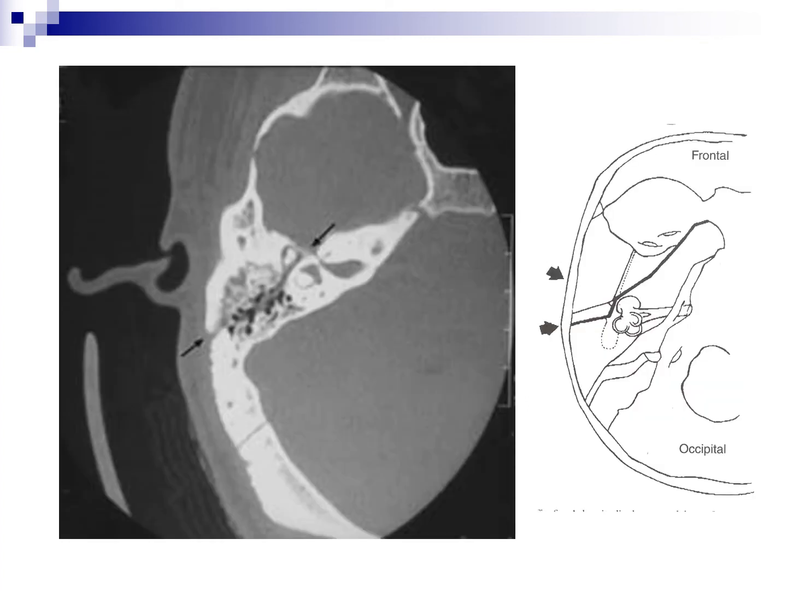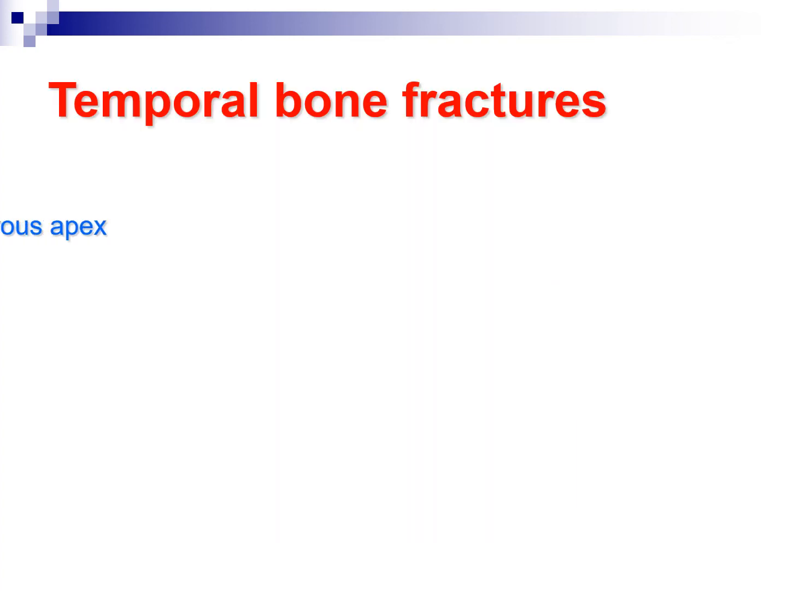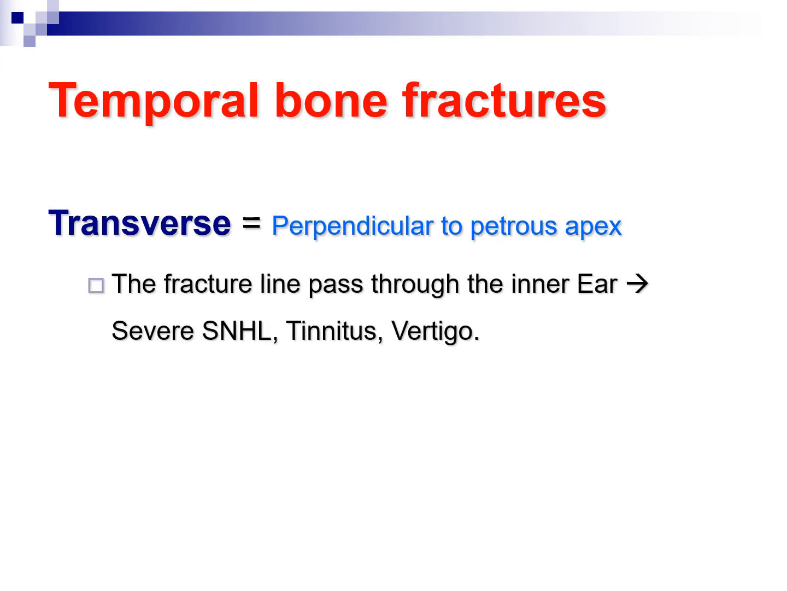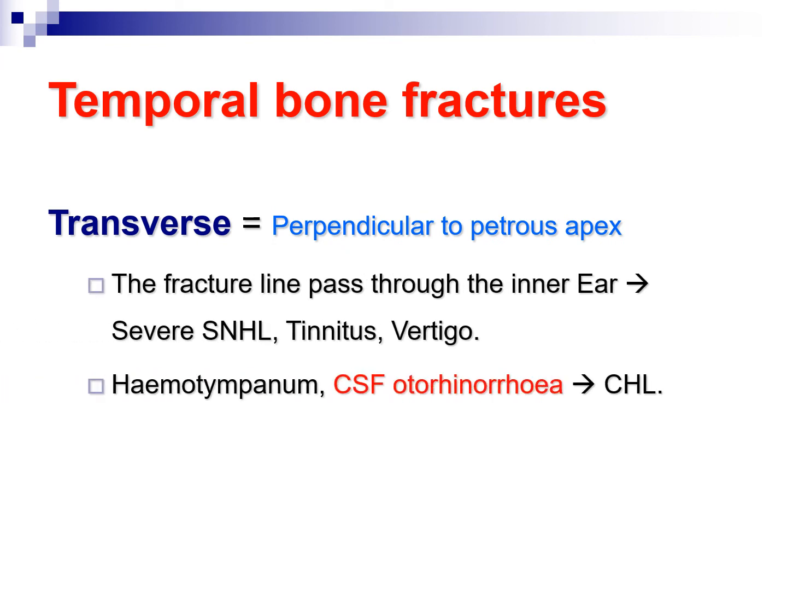And you could clearly see in the CT scan, this is a longitudinal temporal bone fracture passing through the mastoid antrum and through the middle ear. Transverse temporal bone fracture, the fracture line is perpendicular to the longitudinal axis of the petrous apex, and the fracture line passes through the inner ear. That's why this patient has severe sensorineural hearing loss, vertigo and tinnitus.